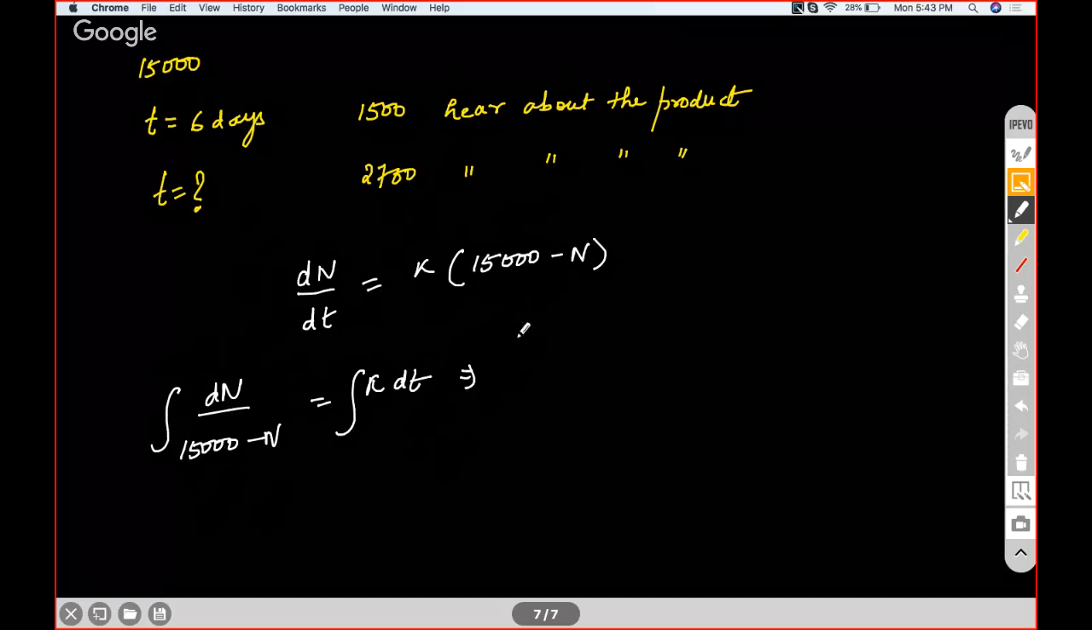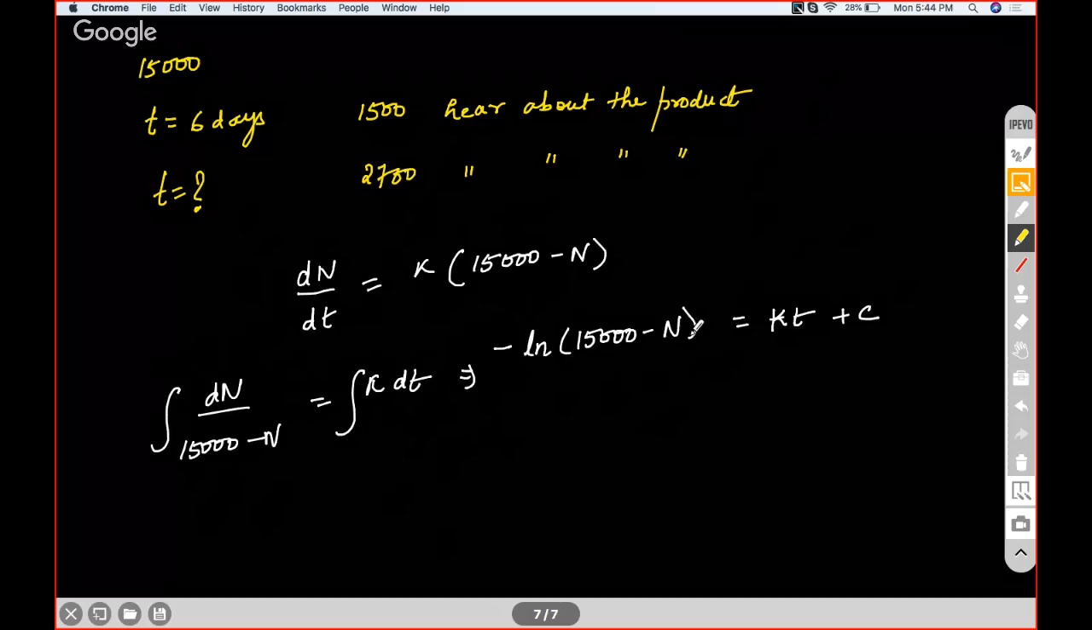So when you integrate it, what do you get, Shreya? I get ln of 15,000 minus n is equal to kt plus c. That's not completely correct. There would be a minus sign over it. Why? Because the coefficient of n is -1, so you have to divide by -1 as well.